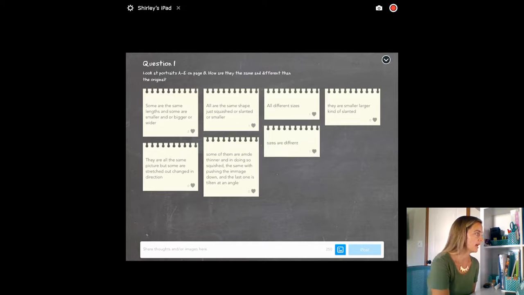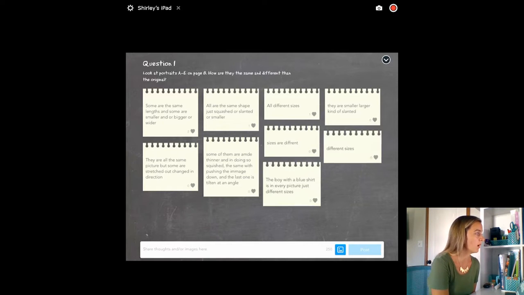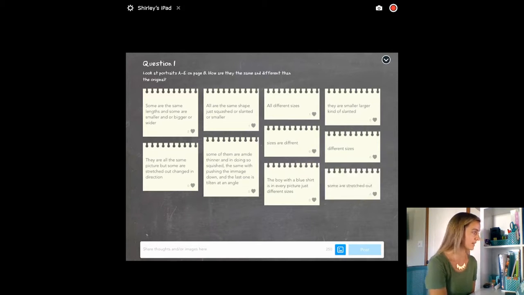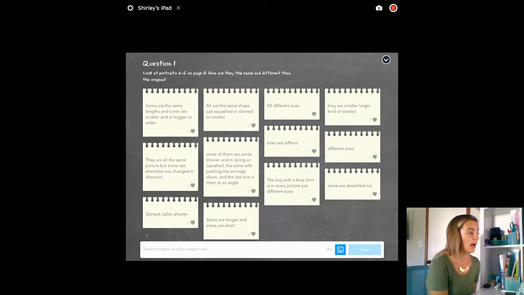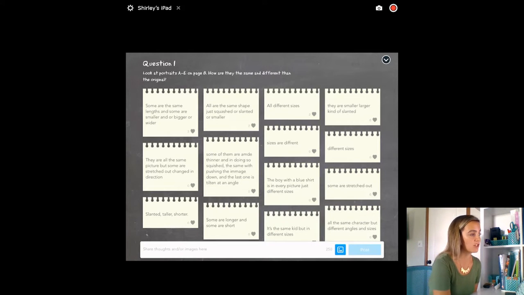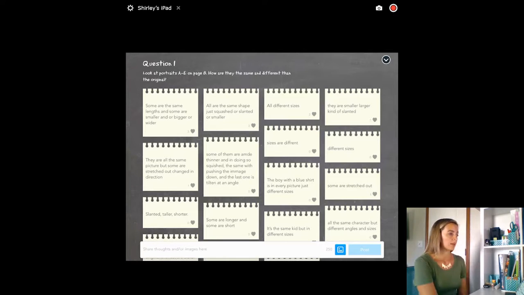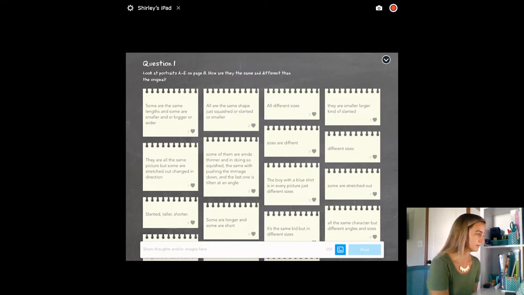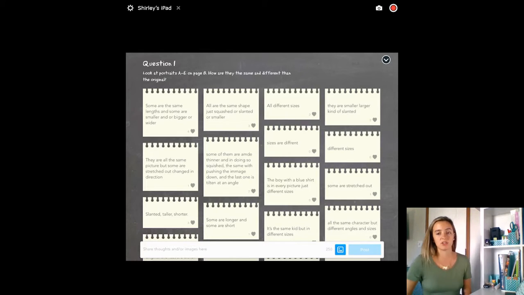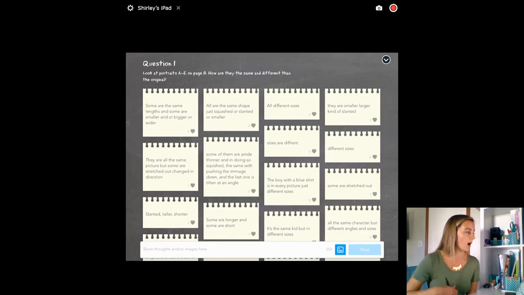I like what you guys are saying. Some are the same lengths and some are smaller, or bigger, or wider. The sizes are different. I like what Dustin is saying. Some of them are stretched out. They're slanted, taller, or shorter. Declan is noticing that D is the same as the original and the rest are either smaller, wider, or tilted. This is going to lead us into constructing our own definition of what we may think it means to be a scaled copy.